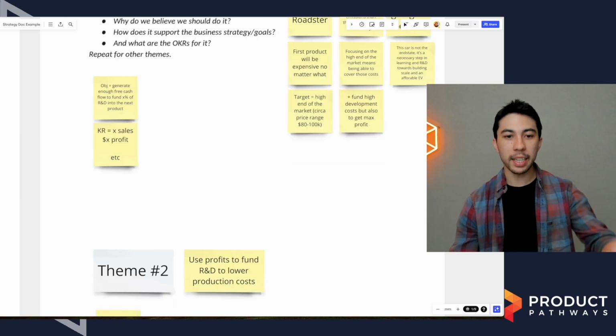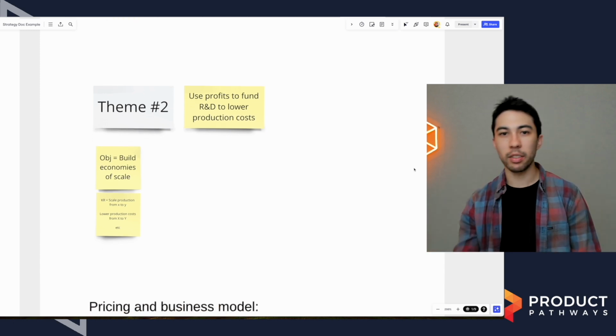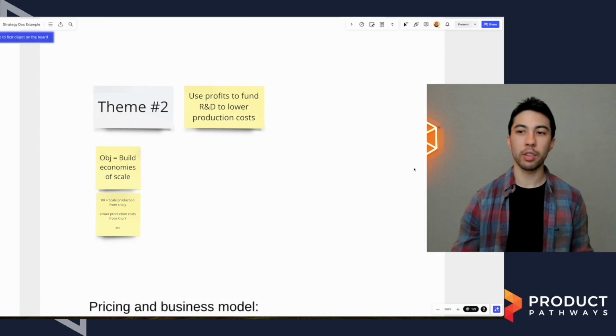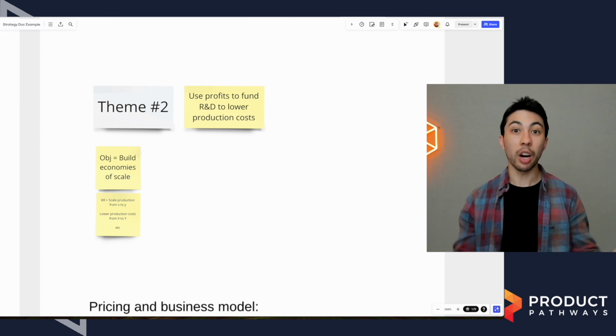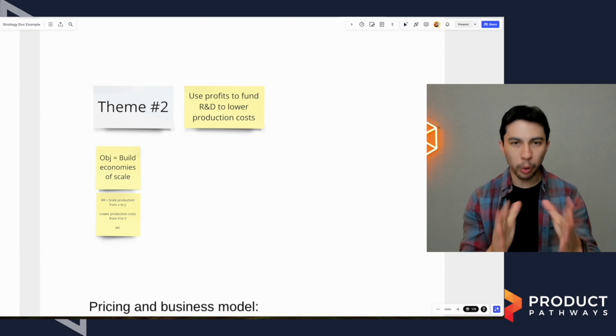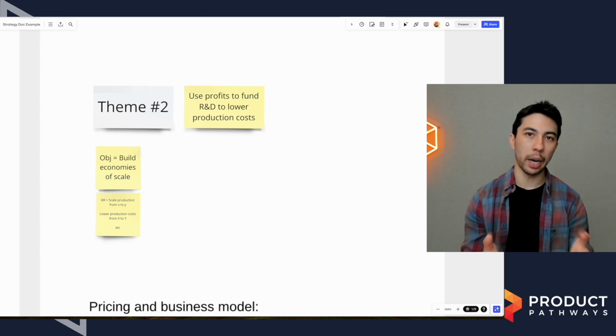Now we'll repeat that for other themes. I didn't outline it all here, but the second theme would be to use the profits to fund R&D, or maybe the second theme would be something around just R&D in general. Like maybe they have some focuses, like let's hone in on battery technology, for example, and can we just halve the cost of battery technology?